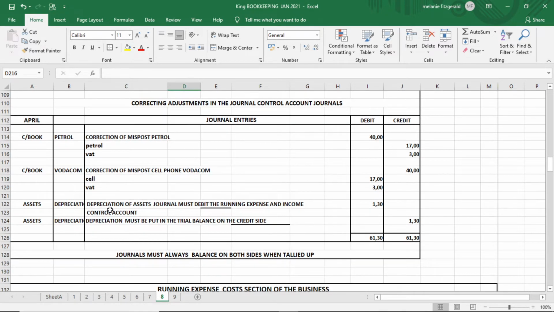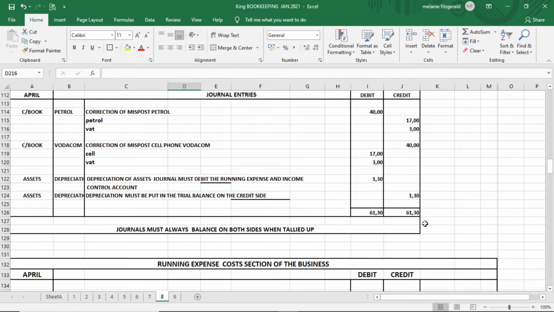Depreciation. This is from the assets. The depreciation of assets journals must debit the running expenses and the income control account. So this is $1.30, and the depreciation must be put in the trial balance on the credit side, $1.30. You add these two up, and they must always balance. They must be equal in size. Journals must always balance on both sides when tallying up. Okay, remember that. And you see it's balanced over here.